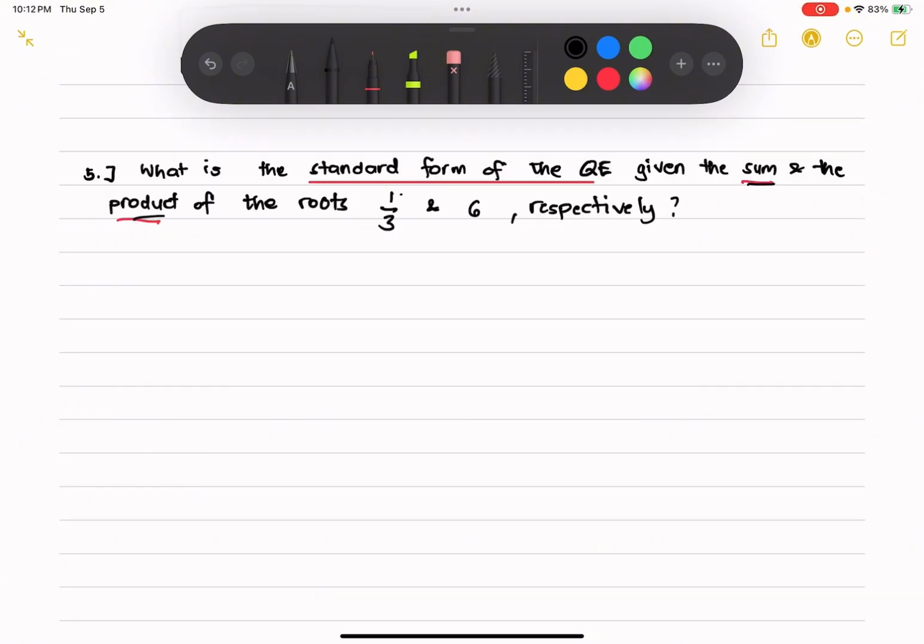Now, let's have number 5. Same lang siya sa number 4. Okay, so what's the standard form of the quadratic equation given the sum and the product of the roots na 1/3 and 6 respectively? So here the sum is 1 over 3 and the product is positive 6. Okay, so when writing this, ulitin ko, pag sum, that means the linear term. Kapag product, that's the constant term. So, dito sa linear term, always get the opposite na sign.